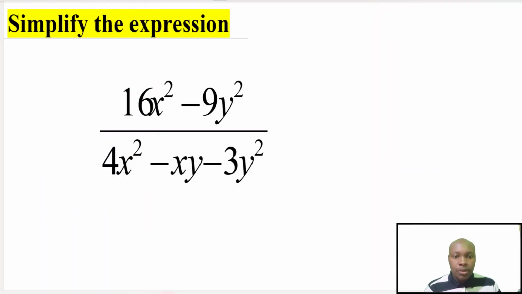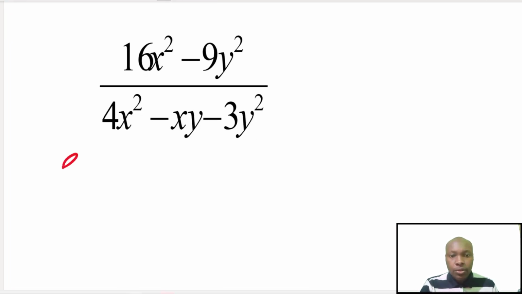Simplify the expression 16x squared minus 9y squared divided by 4x squared minus xy minus 3y squared. So we're supposed to simplify that expression. So let's go direct to the solution.